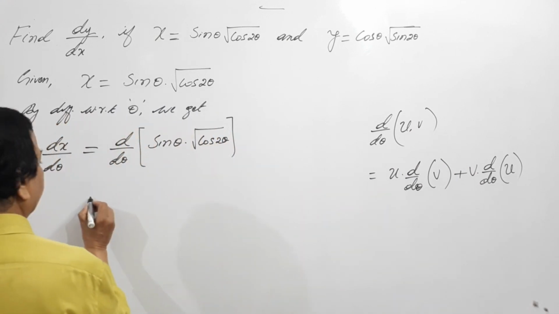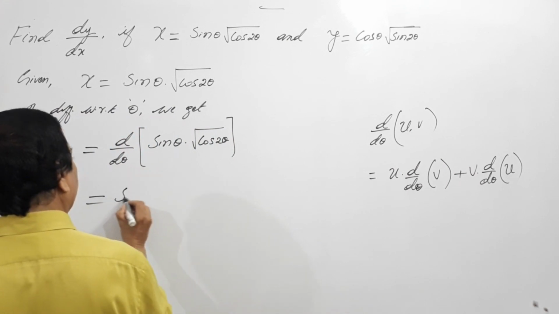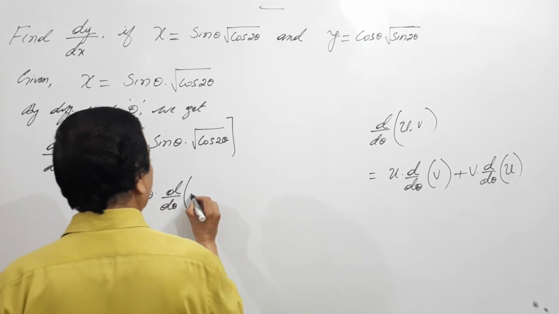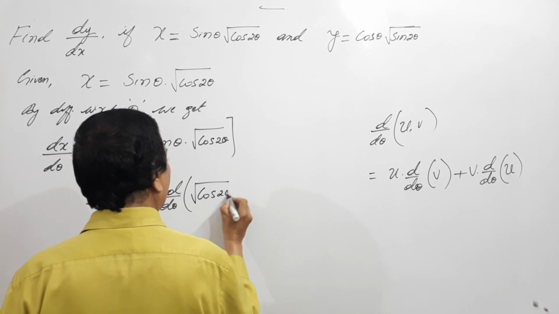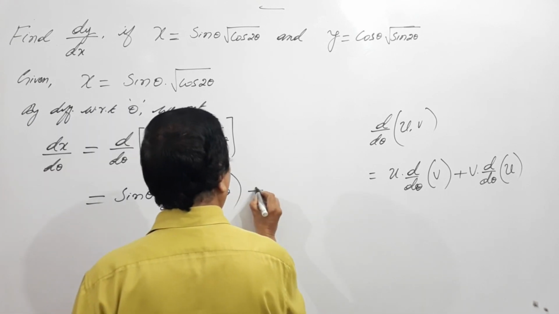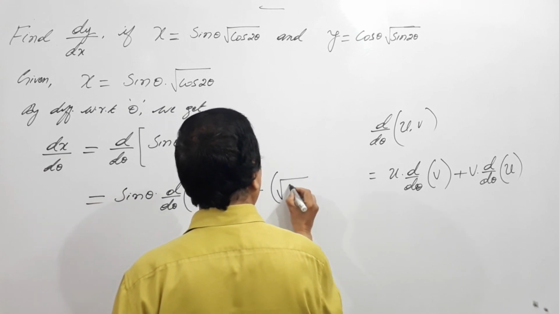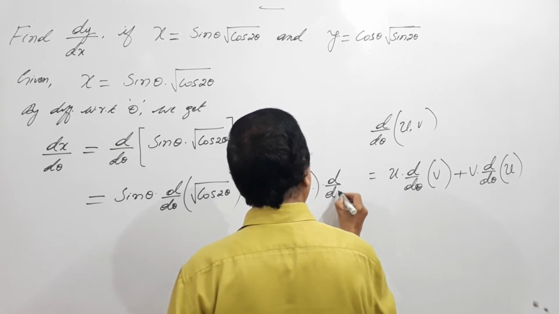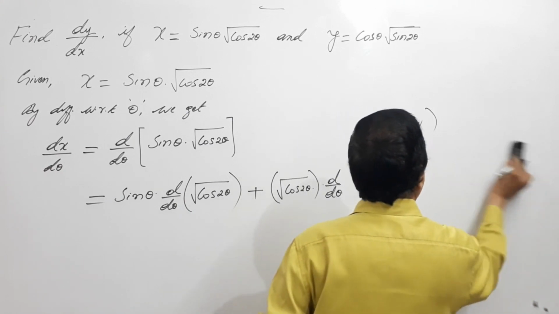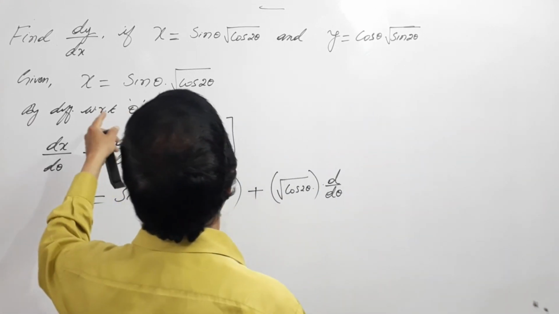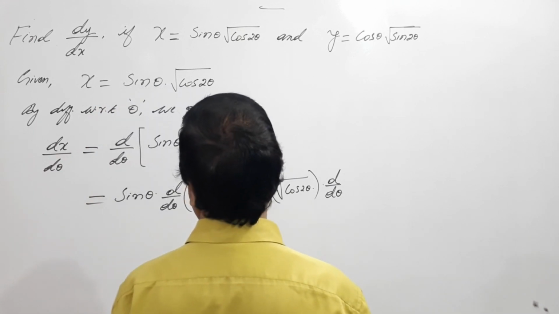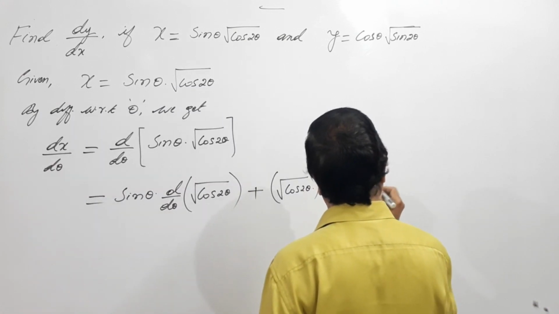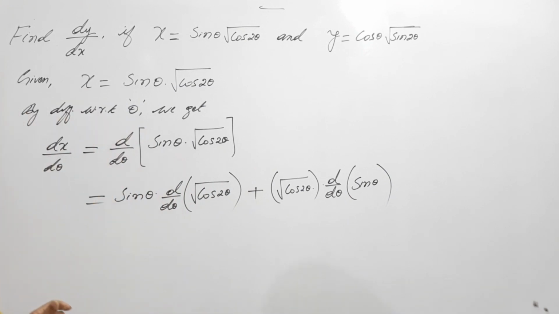So what happens here? First step, this equals, I keep sin theta as it is, then d by d theta of under the root cos 2 theta, plus under the root cos 2 theta and d by d theta of sin theta. So first function.